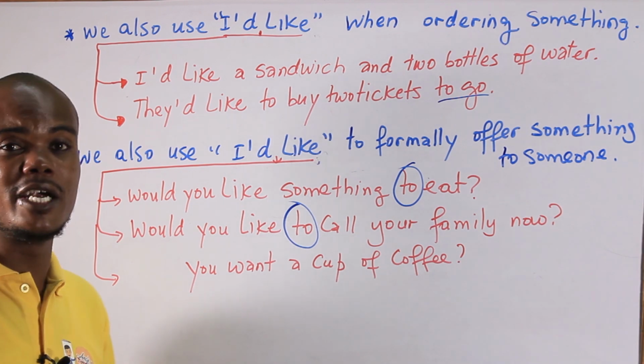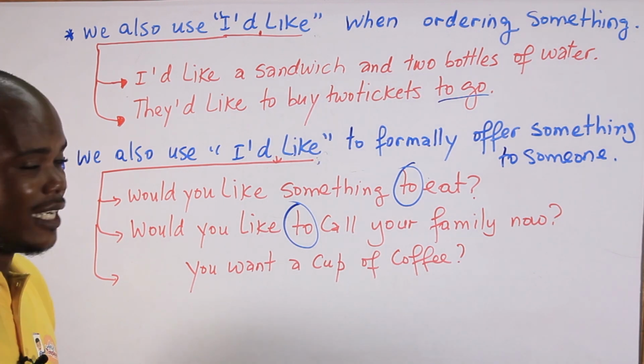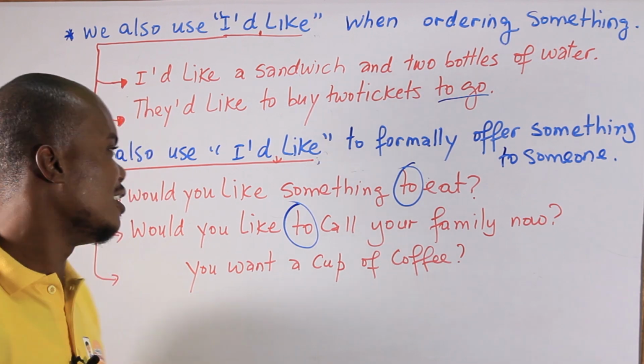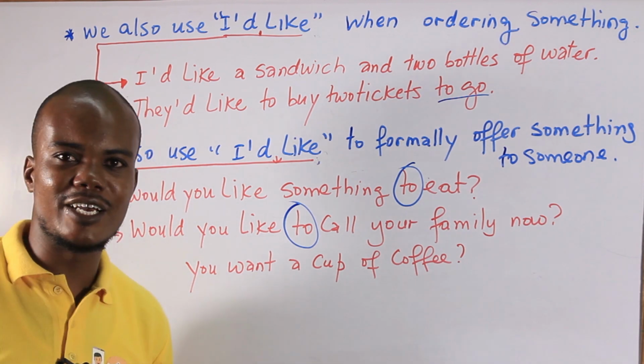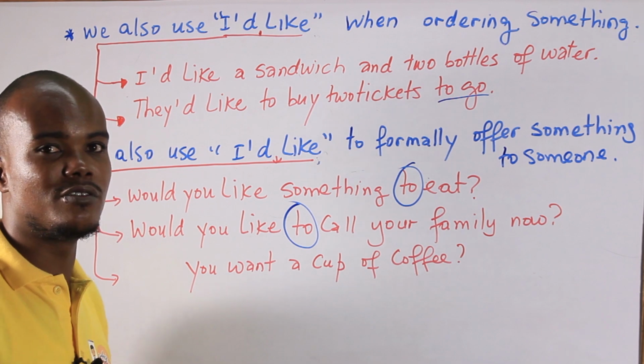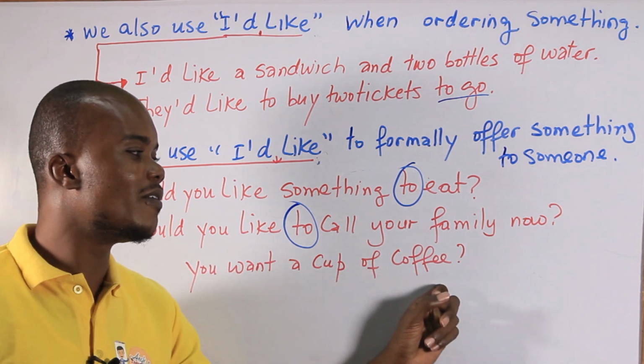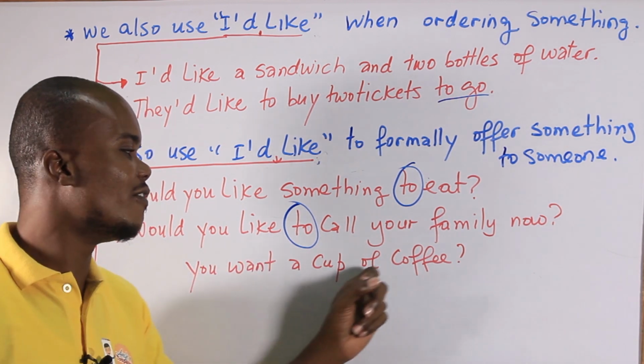So here is the American way. Now I'm talking about the American way. When they are speaking, they do not use either would like or do. Formally, they have to say, do you want a cup of coffee? Do you want a cup of coffee?